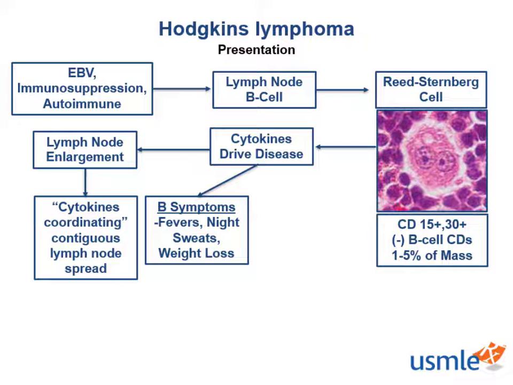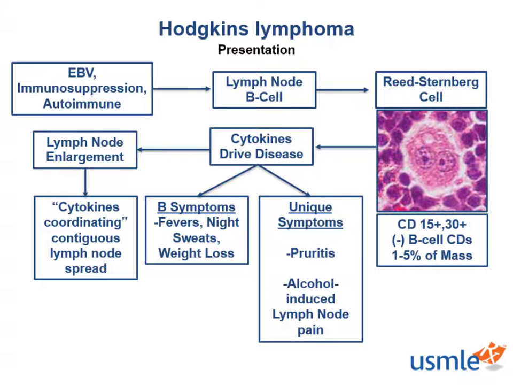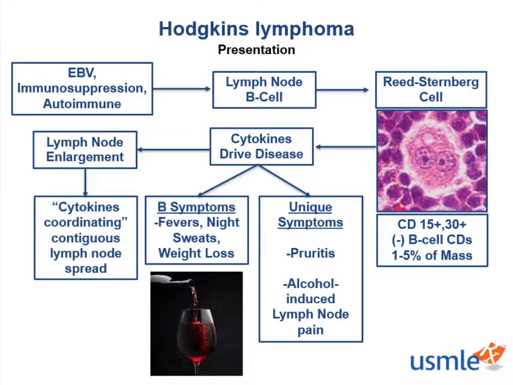Cytokines also cause unique symptoms such as pruritus or itchiness. With all those cytokines released, they can lead to itching. That makes sense, right? Moreover, another unique symptom of Hodgkin's lymphoma is alcohol-induced pain of the enlarged lymph node.